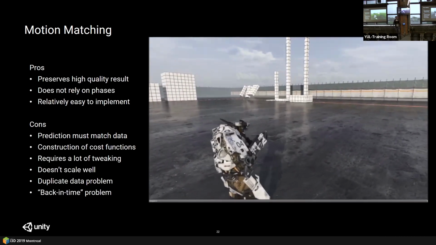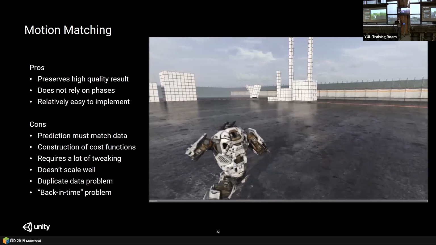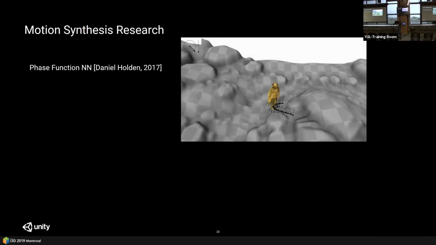And we have this back in time problem. Well, I then joined Unity, and I said, I still like the idea, and I really want this to be something that everybody could use, but I can't really possibly ask people to manually tweak cost functions. So I looked at all sorts of different motion synthesis research that is out there.